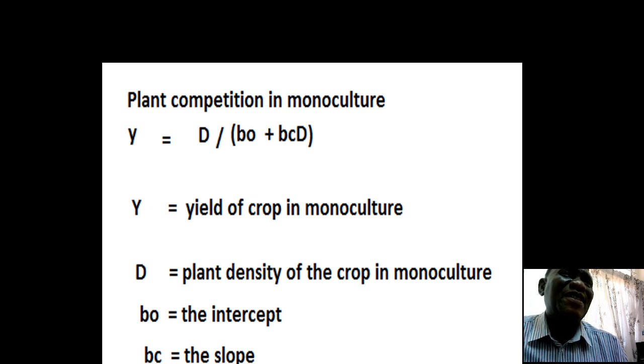And this is the equation which we can get: y equals density divided by BO plus BC times the density, or in brackets. BC is the slope, BO is the intercept, and D is the plant density of the crop in the monoculture.